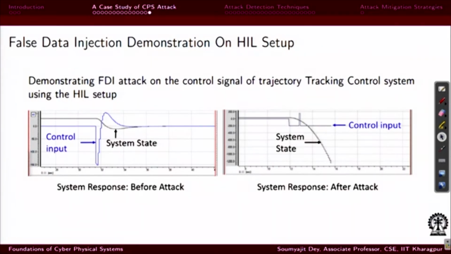So, that is about some examples of how CPS attacks can really happen. With this, we will end this lecture. Thanks for your attention.